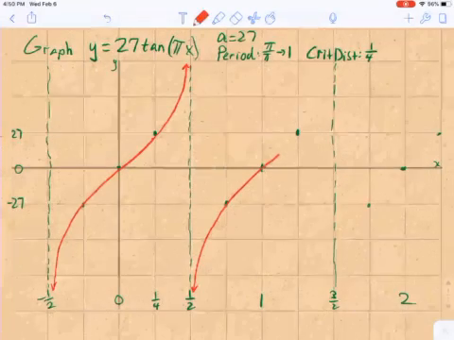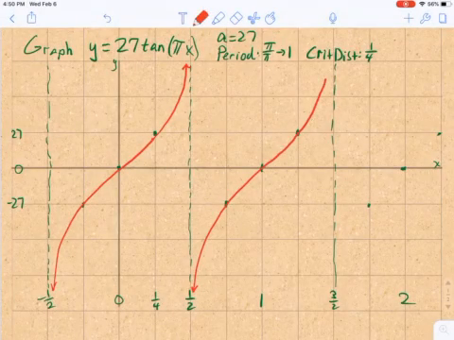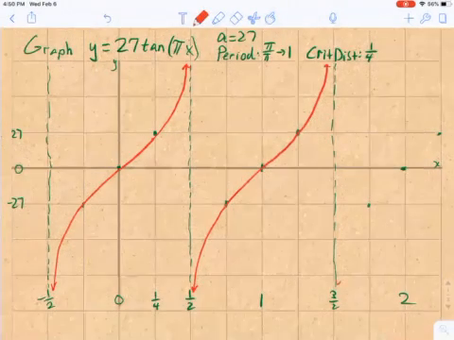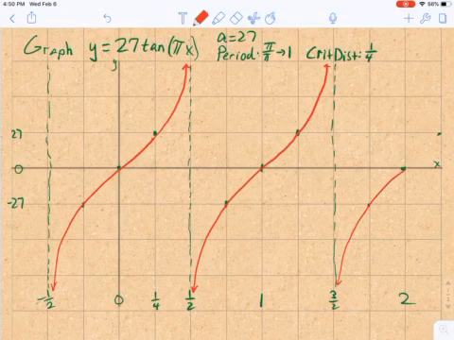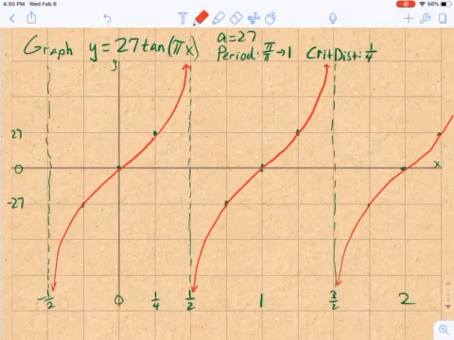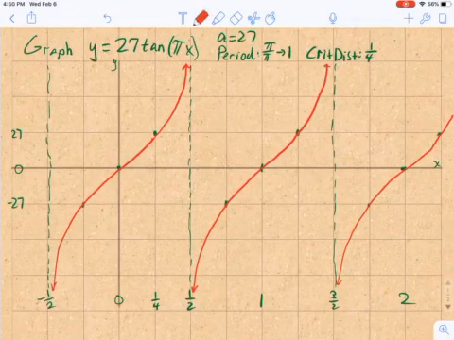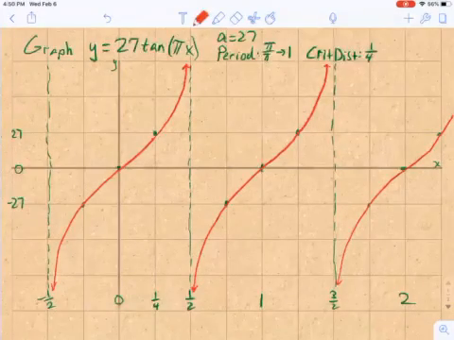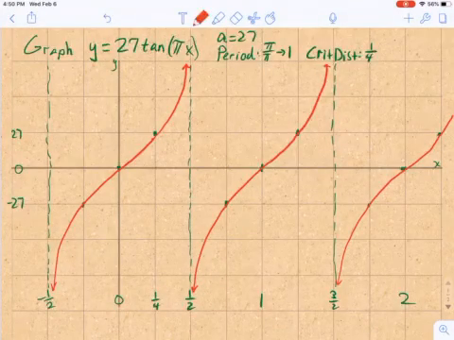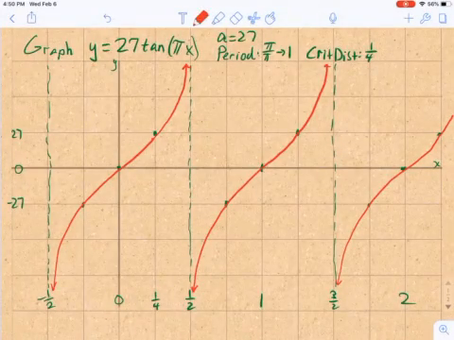And remember, I'm always wanting to see at least 2 periods, so we got 2 done at least. If we want to at least start this one, we could, but I can't really finish it. So there's the graph of y equals 27 tangent pi x. The amplitude, as I call it, is 27.